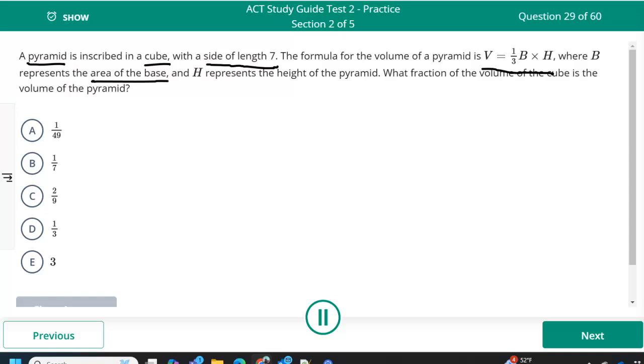So that makes it a pretty easy question. What fraction of the volume of the cube is the volume of the pyramid? Well, if the volume of the cube is B times H and the volume of the pyramid is 1/3 B times H, then the fraction would be 1/3, which is D.